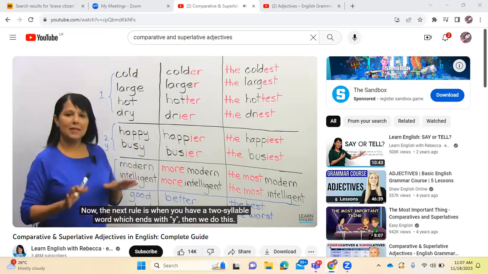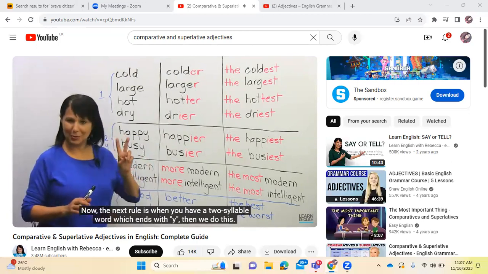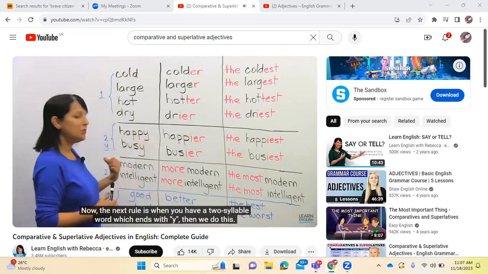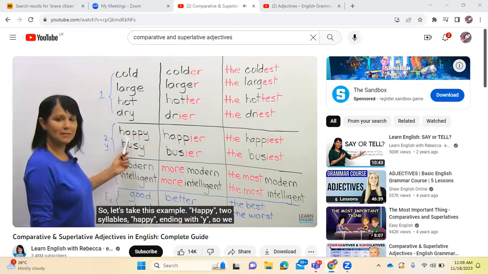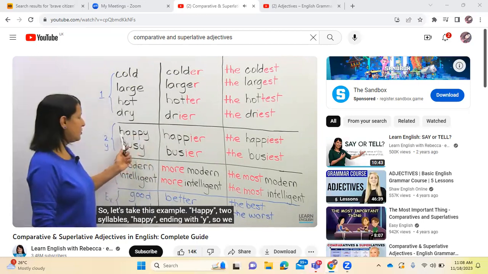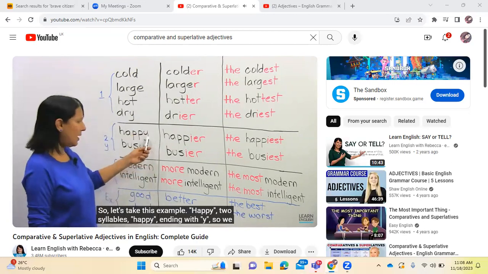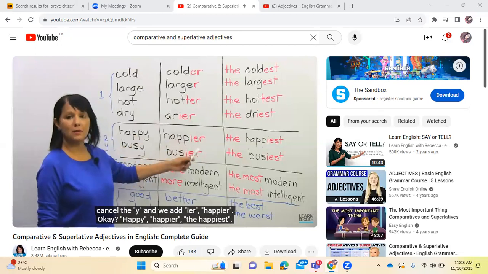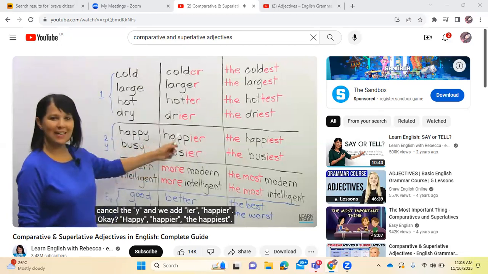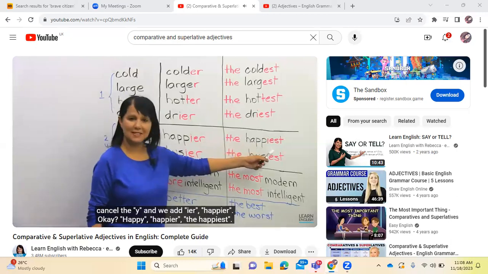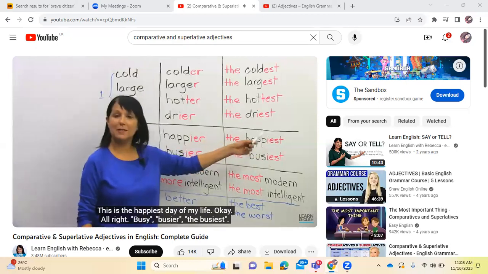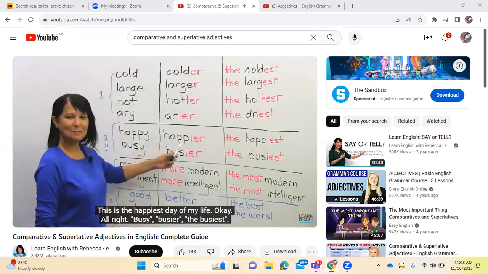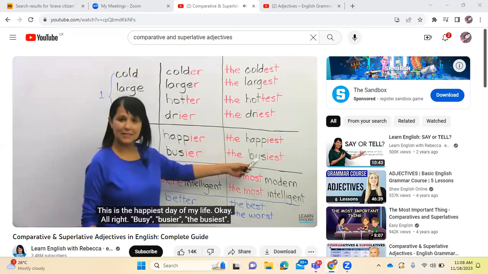Now, the next rule is when you have a 2-syllable word which ends with Y, then we do this. So let's take this example. Happy, 2 syllables, ending with Y. So we cancel the Y and we add IER, happier. Okay? Happy, happier, the happiest. This is the happiest day of my life. Okay. All right. Busy, busier, the busiest.